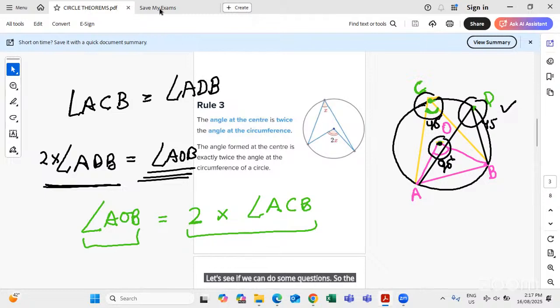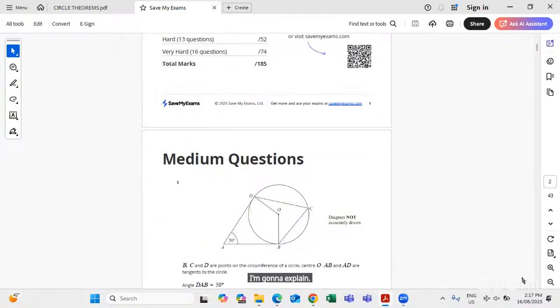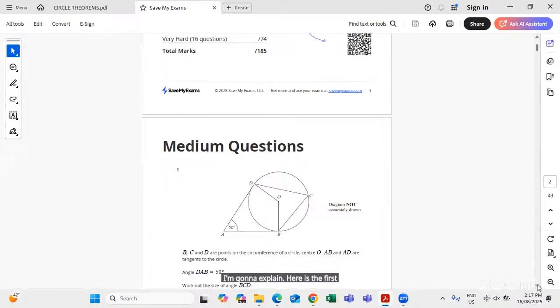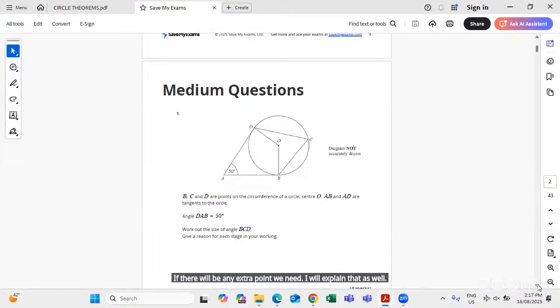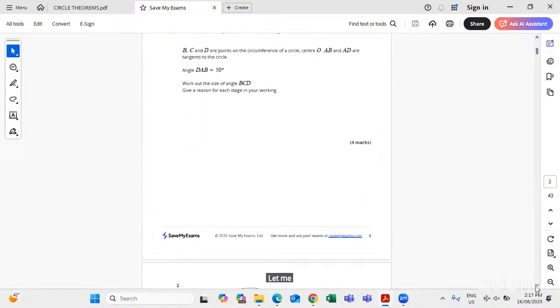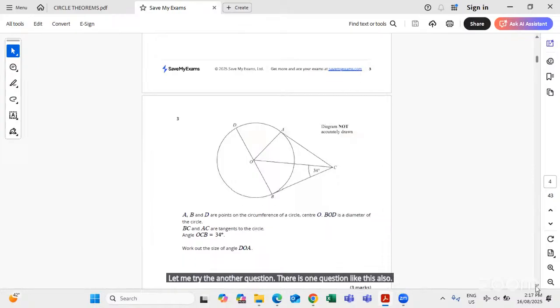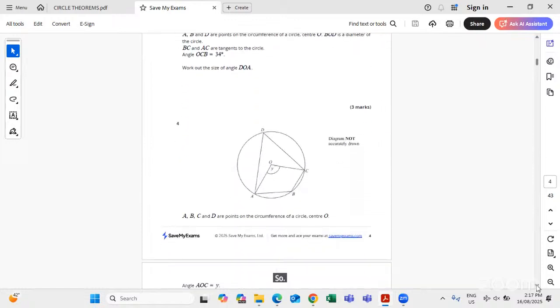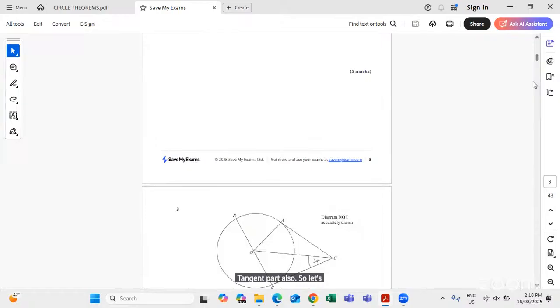So the first question here is, I'm going to explain. Here is the first question. If there is any extra point we need, I will explain that as well. Here we can see something extra given over here. Let me try another question. There is one question like this also. If you see all three questions, they have some tangents here. So before we start this one, it's good practice to go over the tangent part also. So let's go to that one as well.